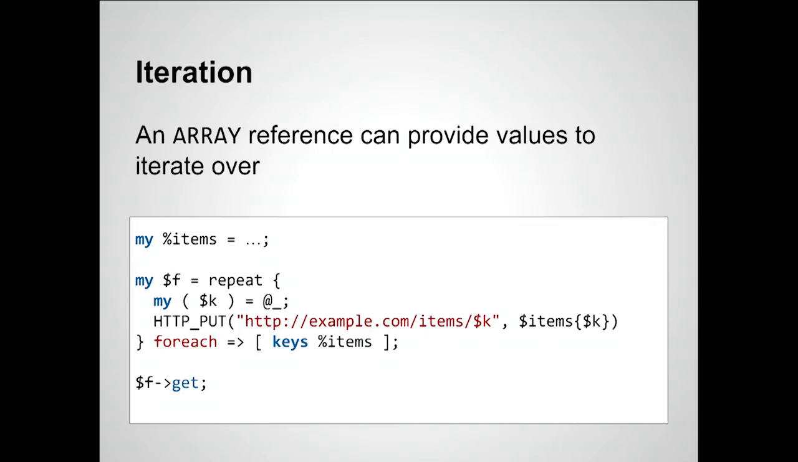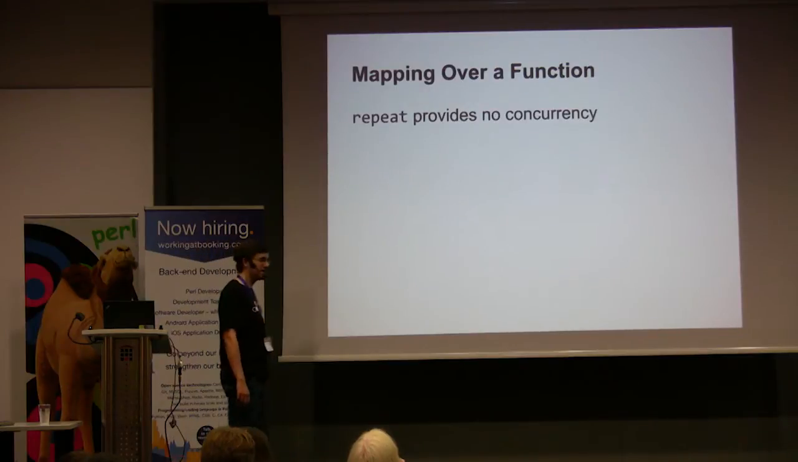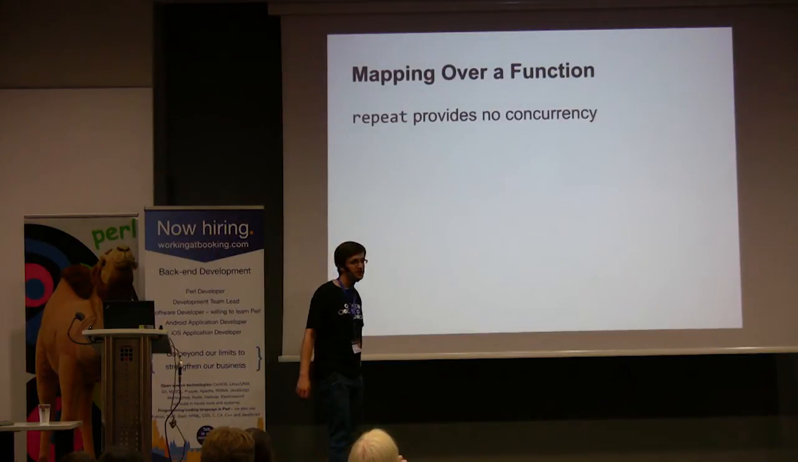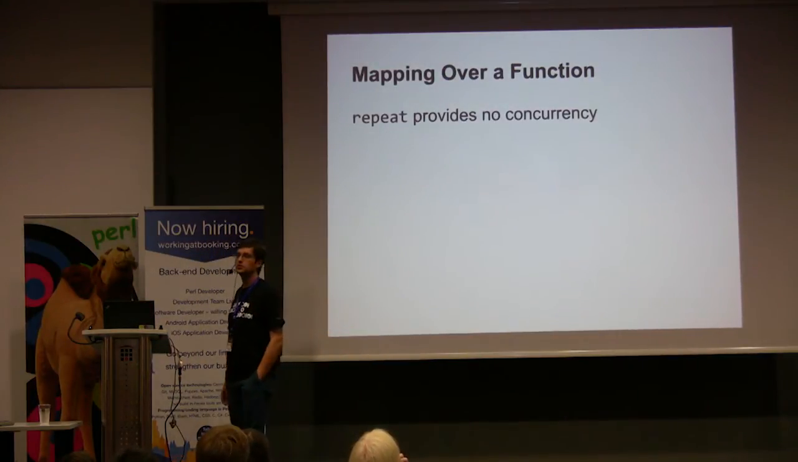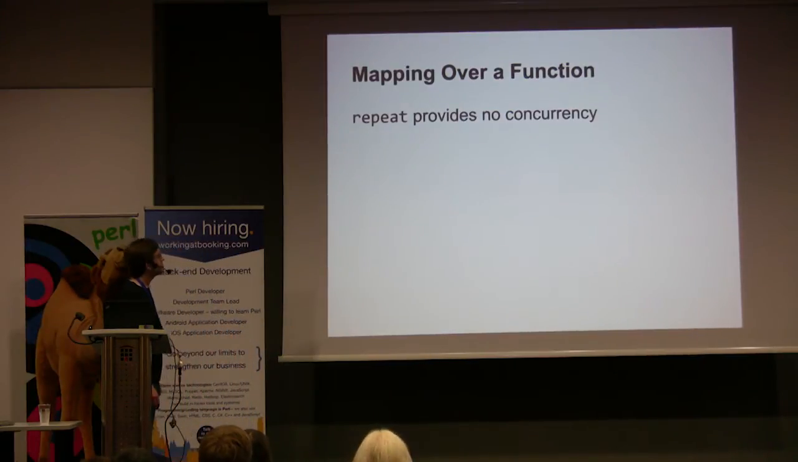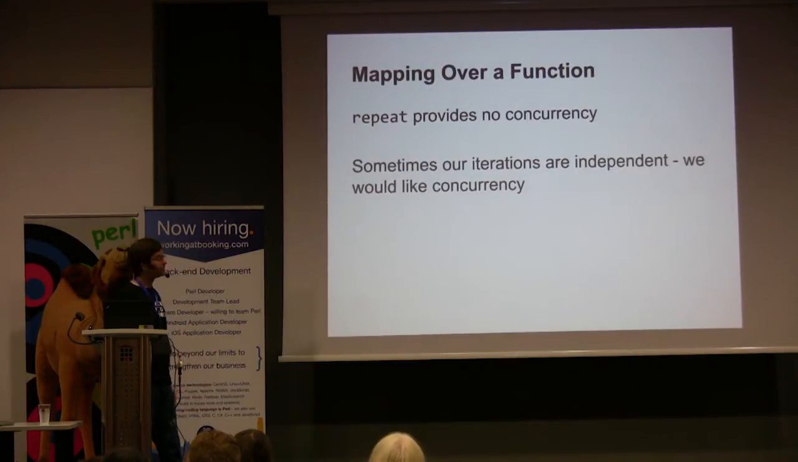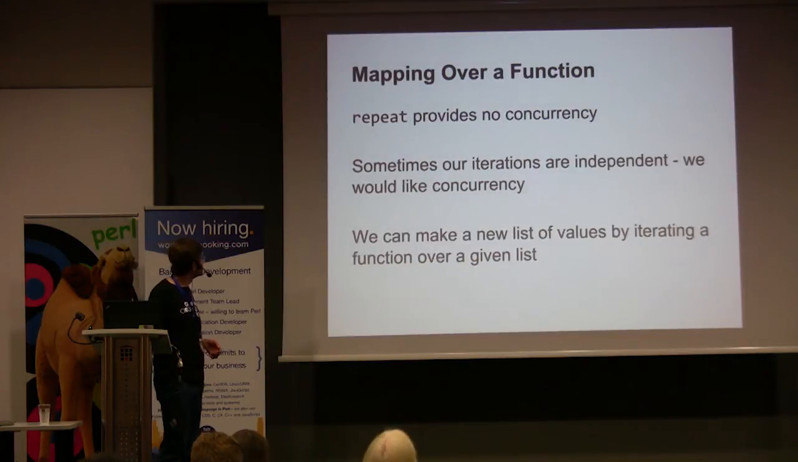So we can do for loops. Repeat, you might have noticed, doesn't have any kind of concurrency. Well, again, the whole point with futures was that we like doing concurrent I/O. So there's no point waiting for one put before we perform the next one. We might as well do some concurrency.